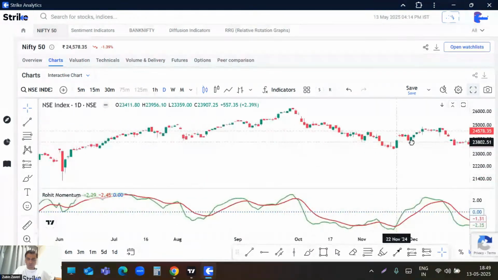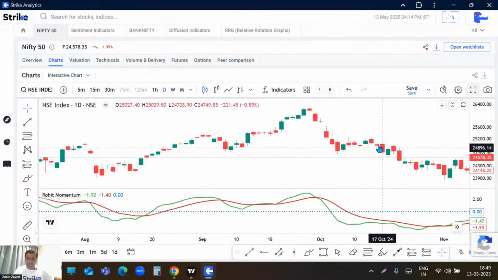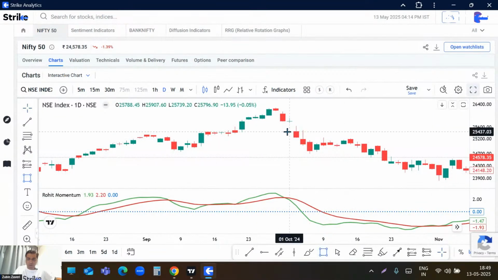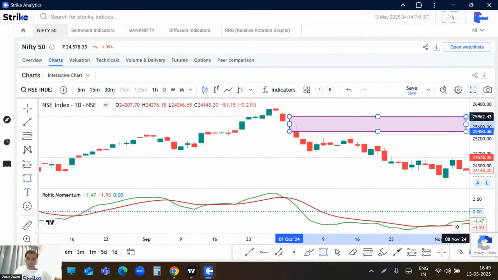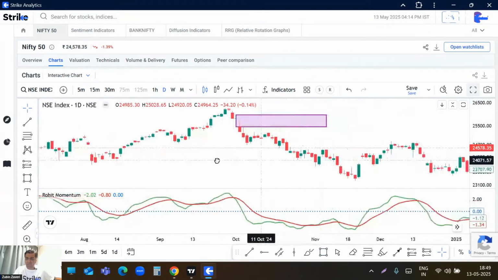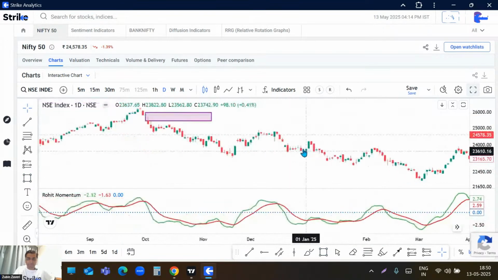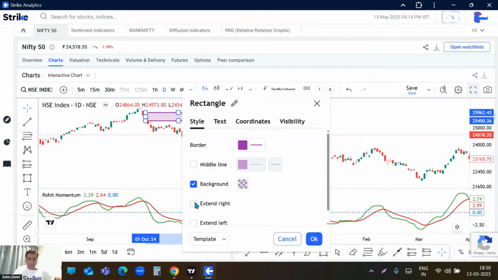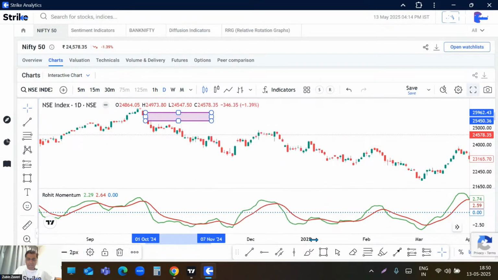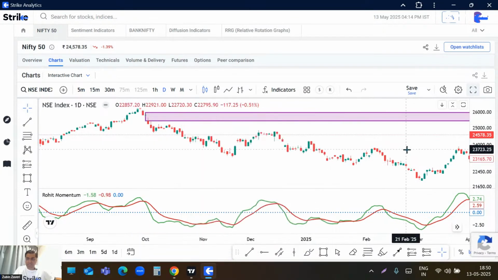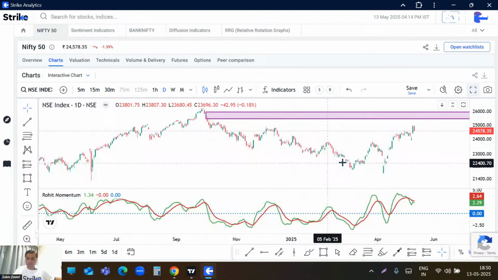Which can take the market again up to these 26,000 odd levels. So overall, we can see over here is a gap, which, if the momentum remains bullish, markets can come up to this level to cover this particular gap. You can just double click on it and say extend right side, extend right. Yes. Okay, so here we go.